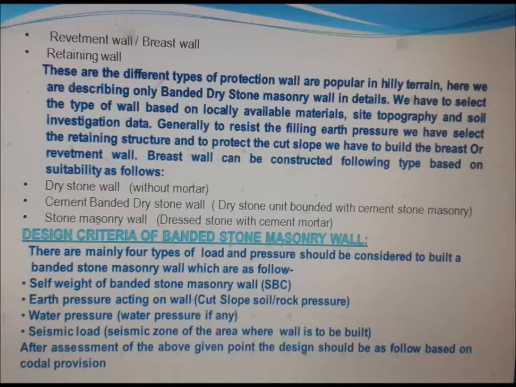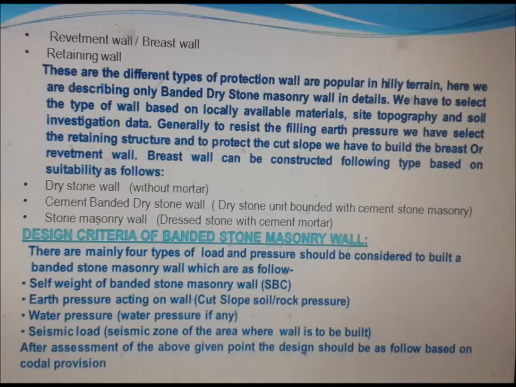Now what should be the design criteria of banded stone masonry wall? There are mainly 4 types of load and pressure to be considered to design a banded stone masonry wall, which are as follows. First, self-weight of the banded stone masonry wall should not cross the SBC of the strata. Earth pressure acting on the wall, cut slope, soil pressure behind the wall. Water pressure, underground water pressure. Seismic load and overturning pressure, based on the seismic zone of the area where the wall is to be built.